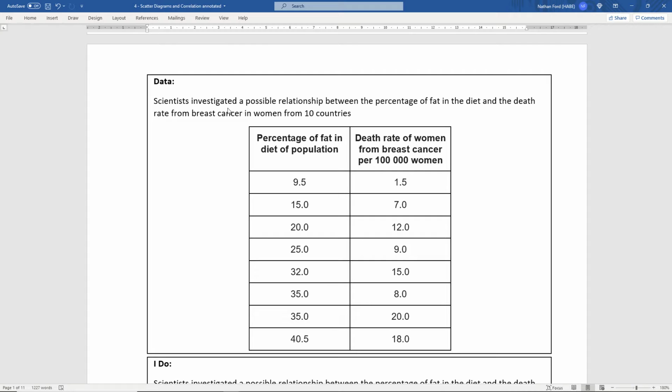And you can see these here. Now we can make an assumption just by looking at this data, but what we're going to do is try graphing it and see what happens.